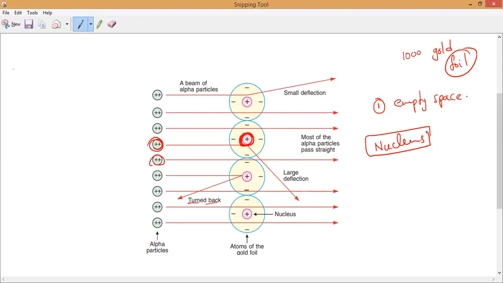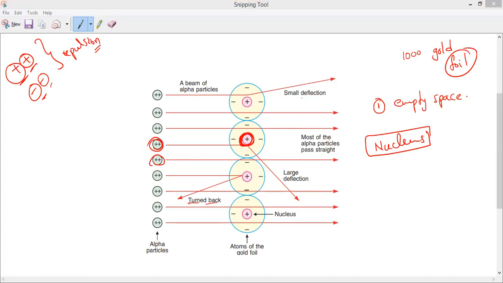So as we know, positive charges we call like charges, negative ones unlike charges. Sorry, like charges only. So what will both show? If the same kind of charges are brought together, will they show repulsion or attraction? They will show repulsion. That is why very few alpha particles show small deflection, and a few show large deflection. That is also very few.